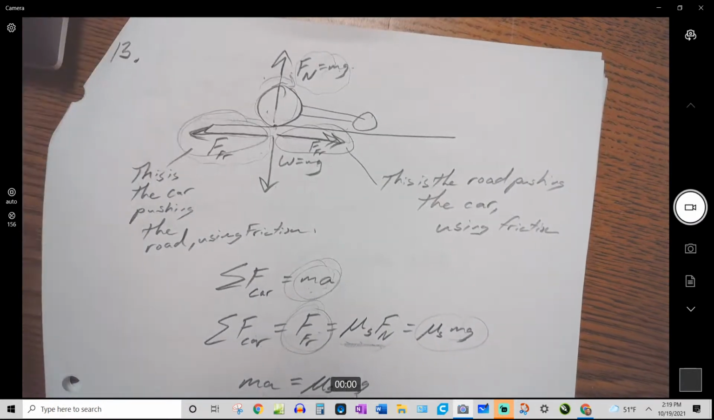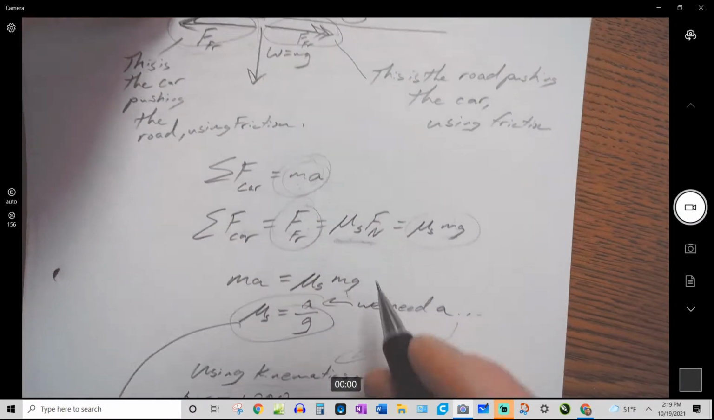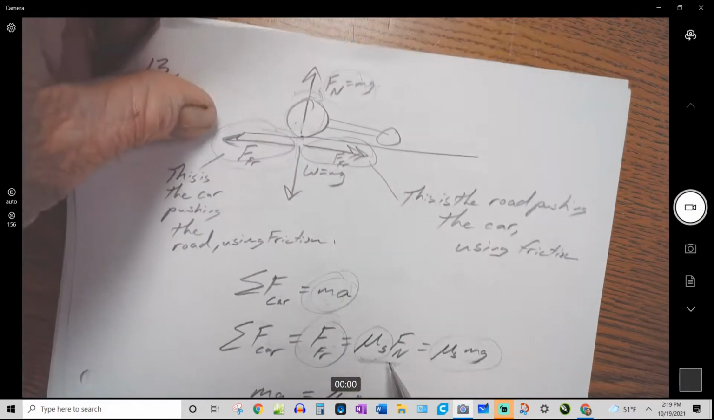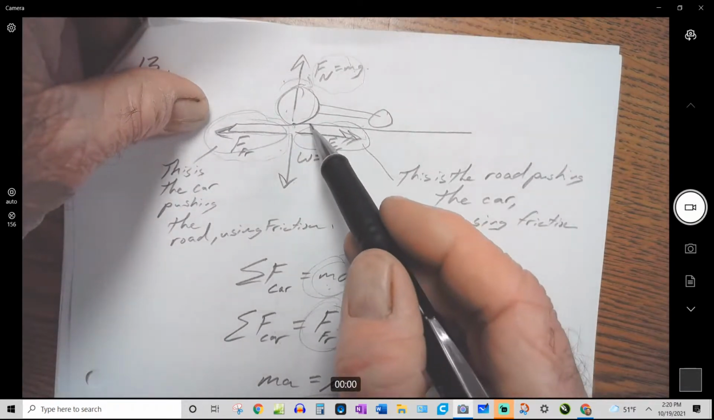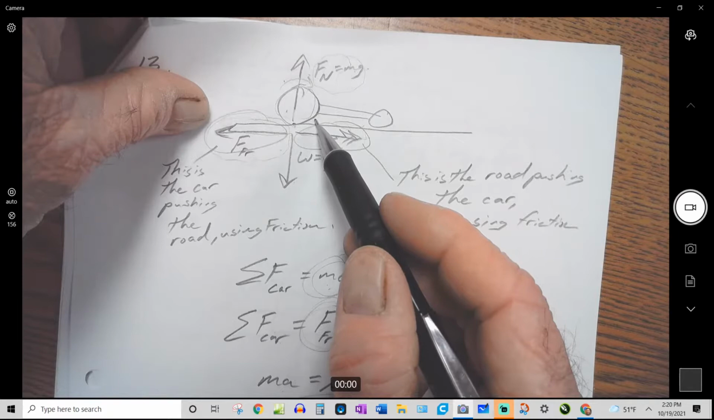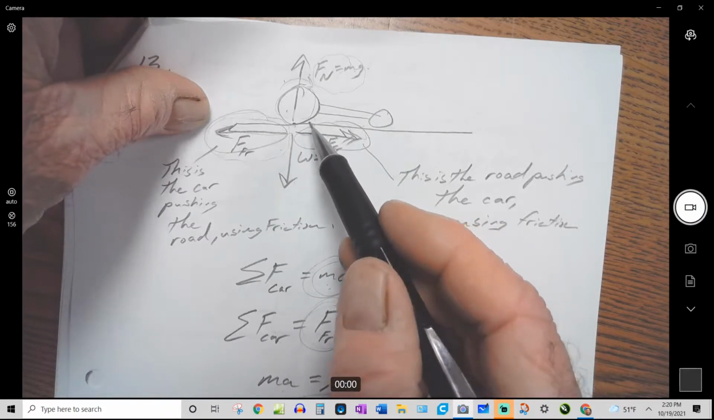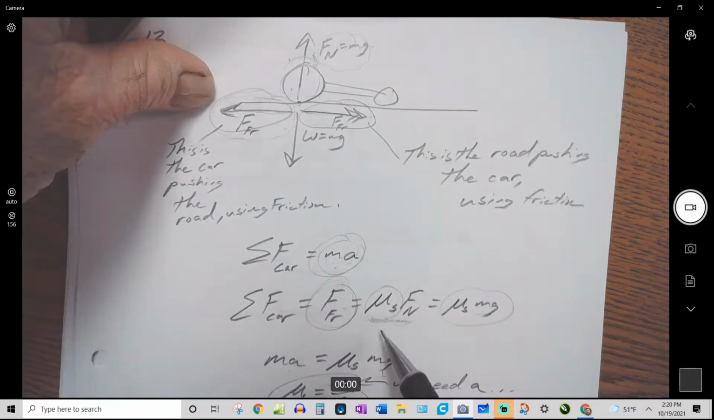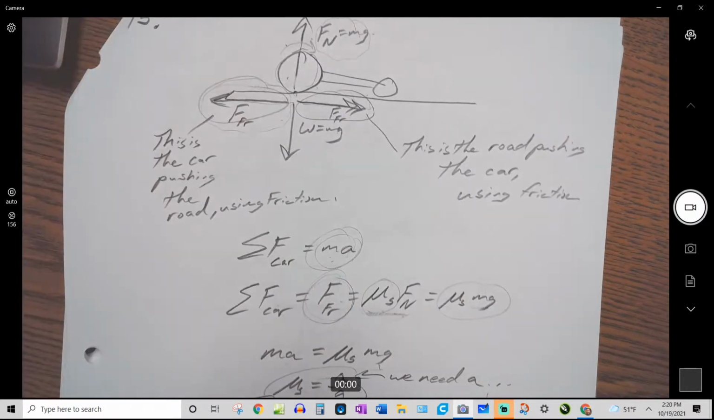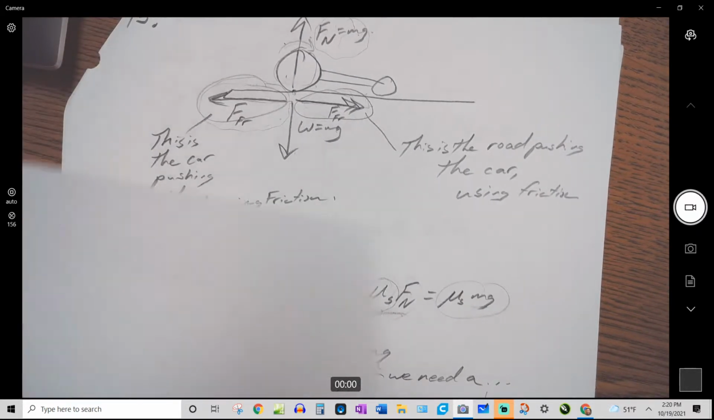Now, I'm going to explain why this is static friction. Is the wheel still, or is it moving? The wheel moves as the car accelerates. So why am I using static friction? I need to go over that.